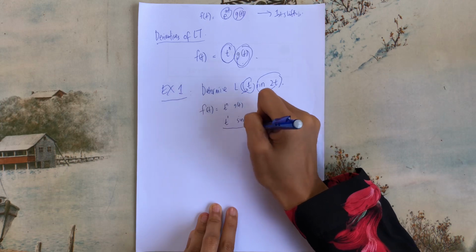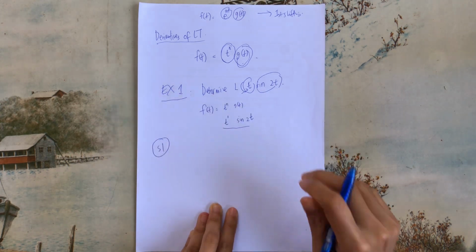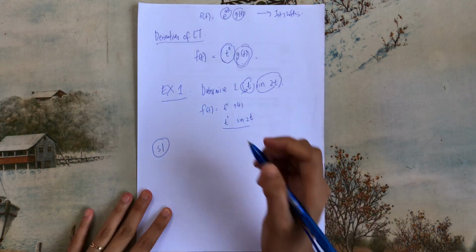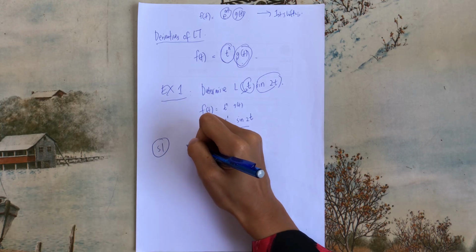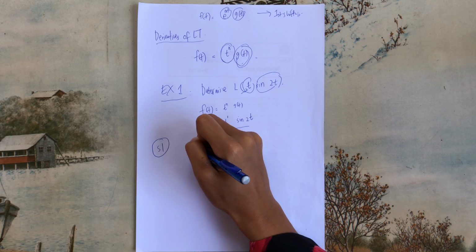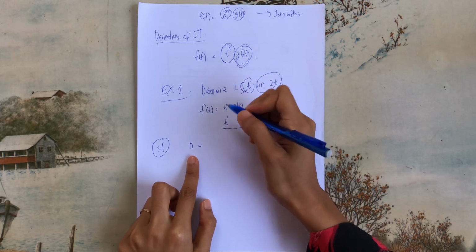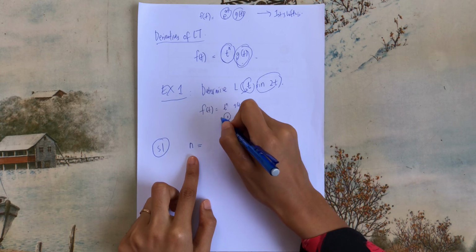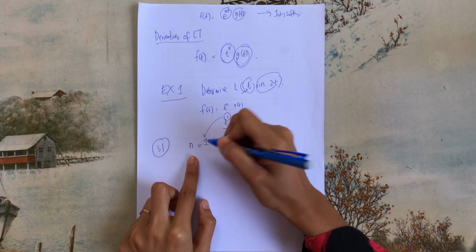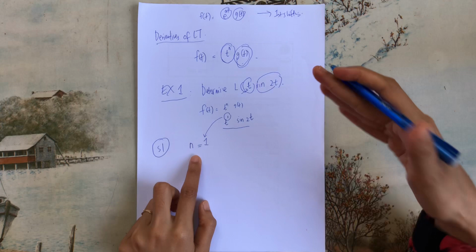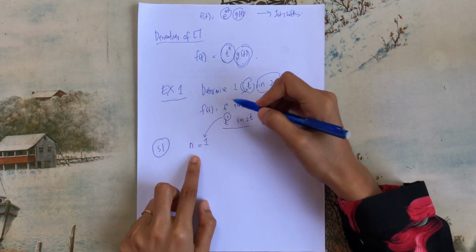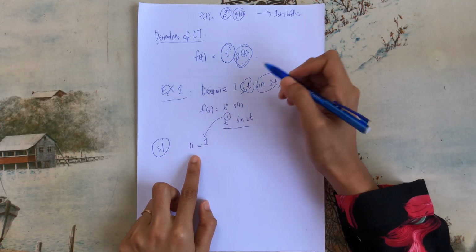Okay, step number 1. For the first shifting you need to identify your a. For the derivative you need to identify your n. So what is your n here? Your n here is 1. n represents the power of t.